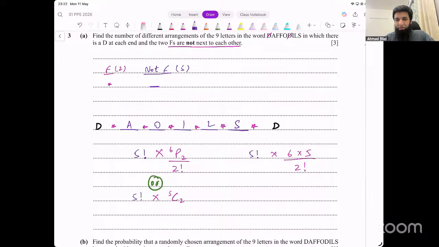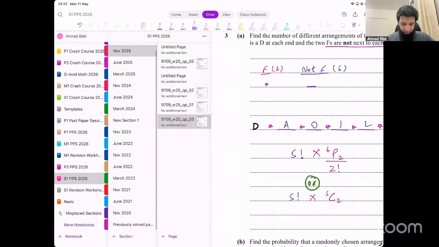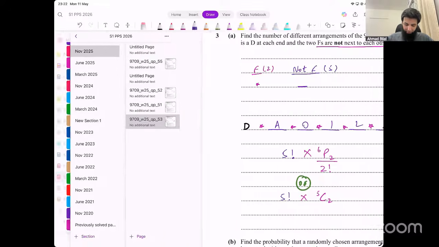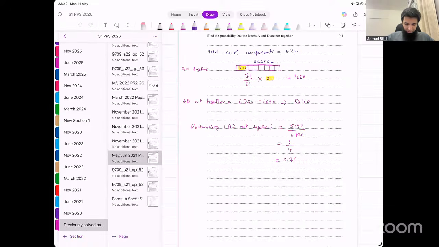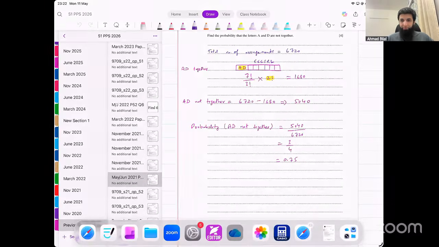May June 2020, paper 5-2 part C. So let me open that. June 2020. I don't have that here.